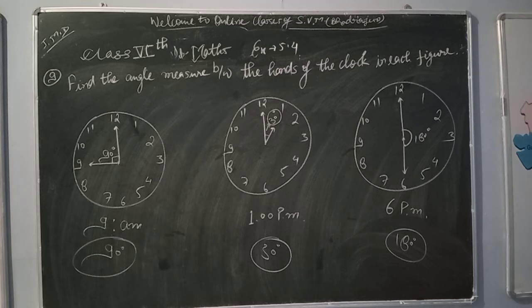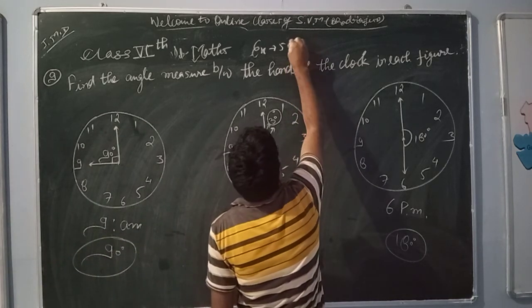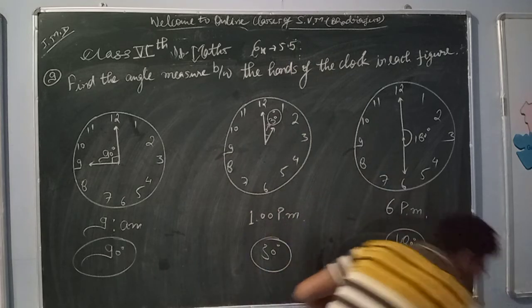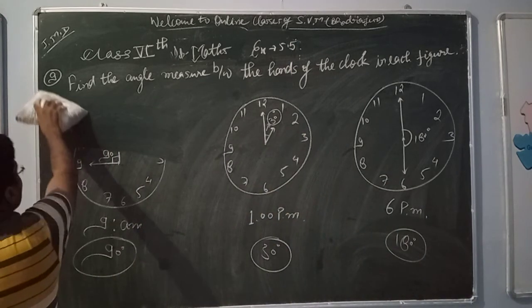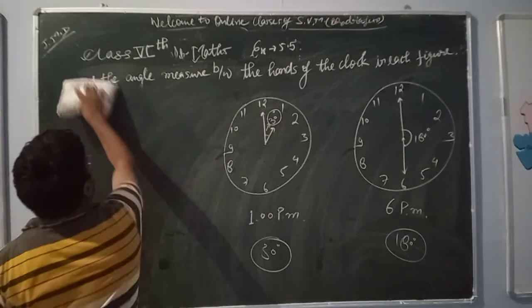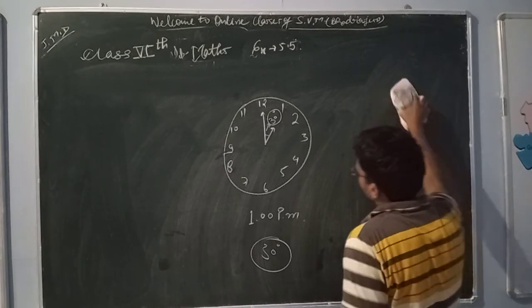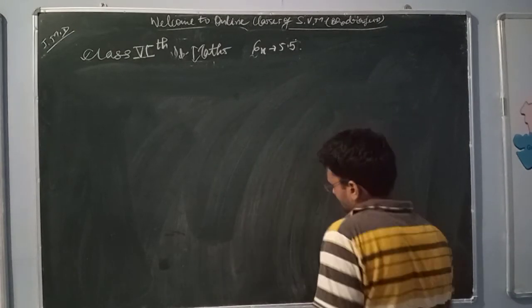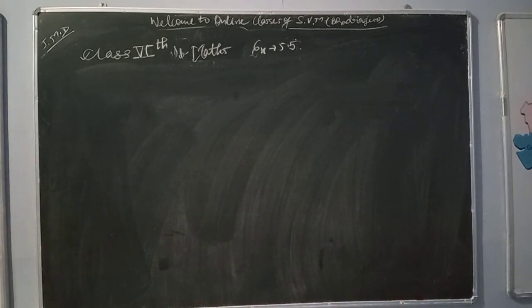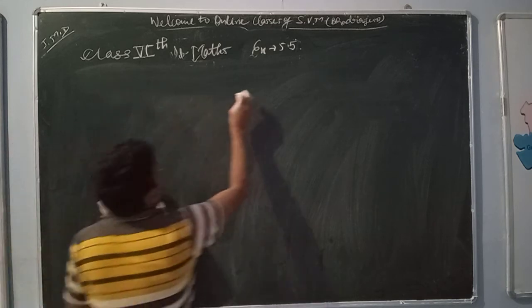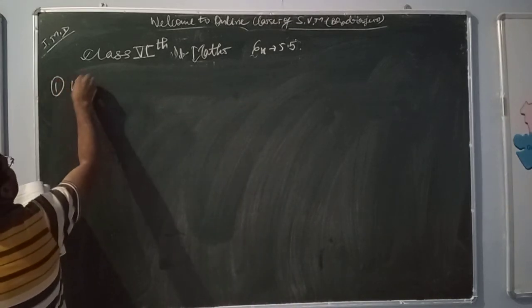Now we will go towards our next exercise, which is exercise number 5.5. Now we are going towards exercise number 5.5 and question number first. Which of the following are models for perpendicular lines?